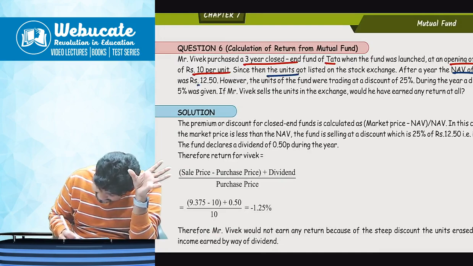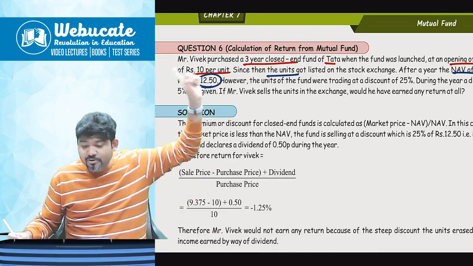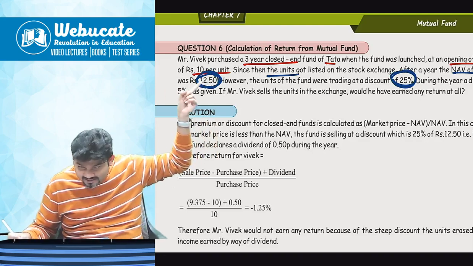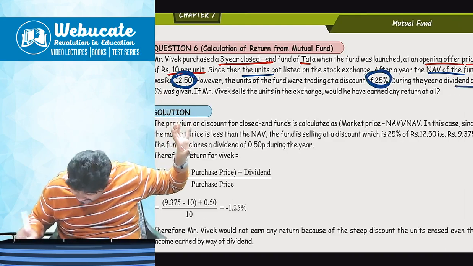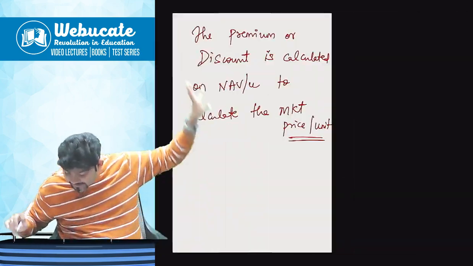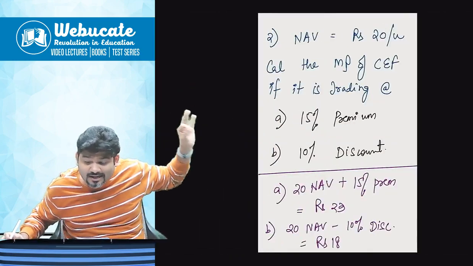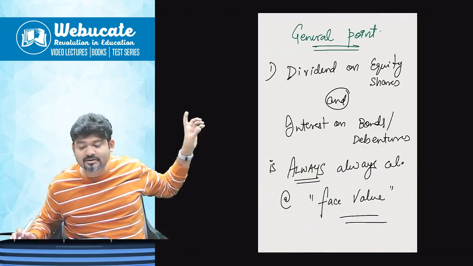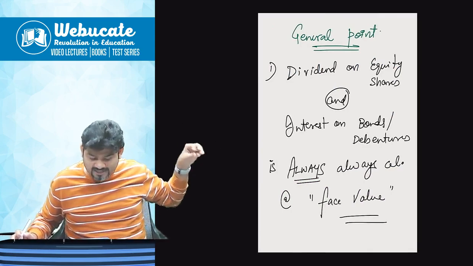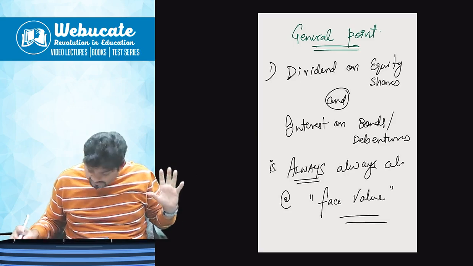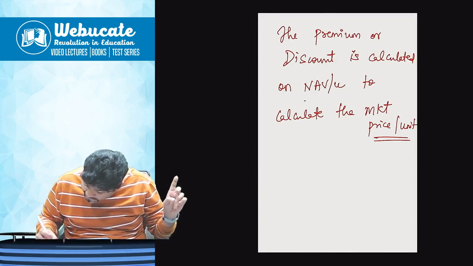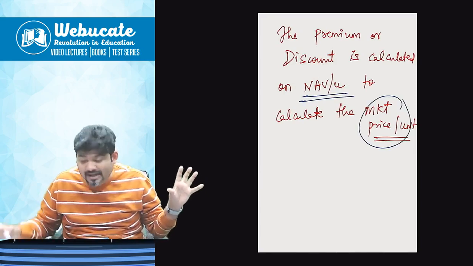After a year, NAV of the fund was 12.5. However, units were trading at a discount of 25%. Can somebody explain this point to me? During the year, a dividend of 5% was given. Always remember, dividend is calculated on face value. Face value is 10. 5% of 10 is 0.5.